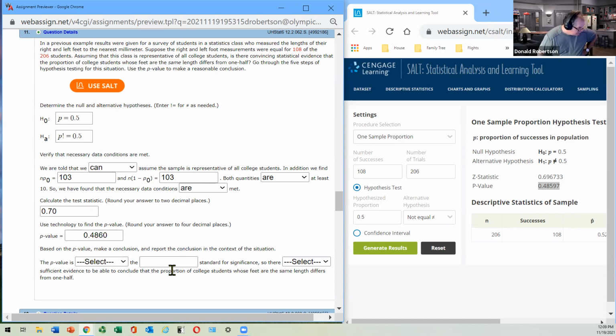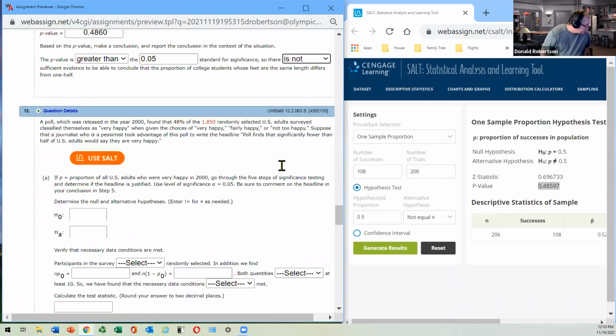Now, that is not that significant, really. You can tell that's a large value, but we go through the process. The p-value is greater than the standard significance level, which in this book is 0.05. So there is not enough evidence to conclude that college students' feet are different lengths. And we have finished our first question. So now scroll to the next one.